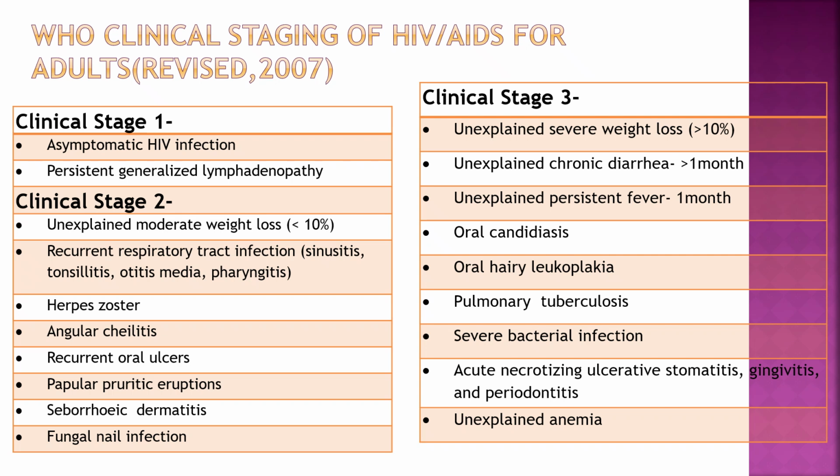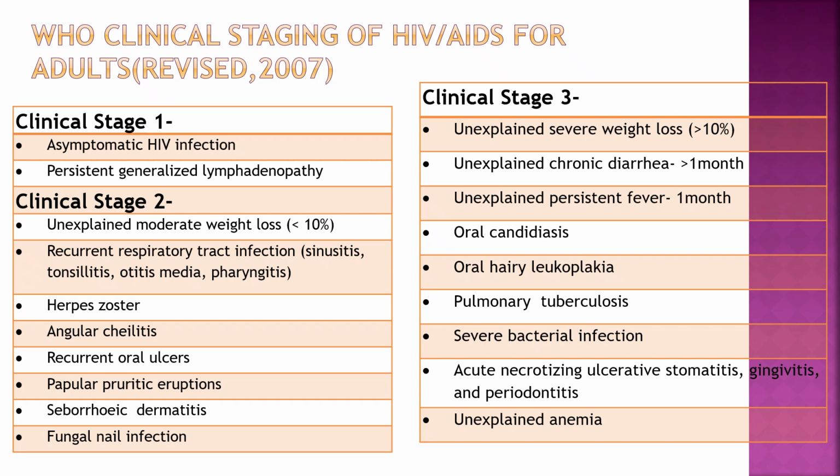WHO clinical staging of HIV or AIDS for adults, revised in 2007. There are four clinical stages. Clinical stage 1 is asymptomatic HIV infection, persistent generalized lymphadenopathy. Clinical stage 2: unexplained moderate weight loss less than 10%, recurrent respiratory tract infection like sinusitis, tonsillitis, otitis media, pharyngitis, herpes zoster, angular cheilitis, recurrent oral ulcers, papular pruritic eruptions, seborrheic dermatitis, fungal nail infection.